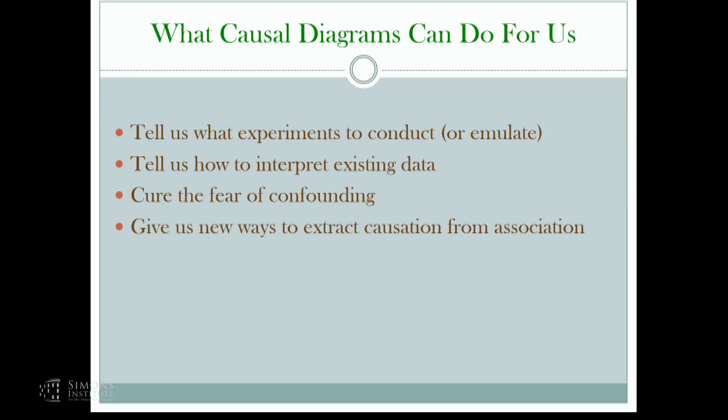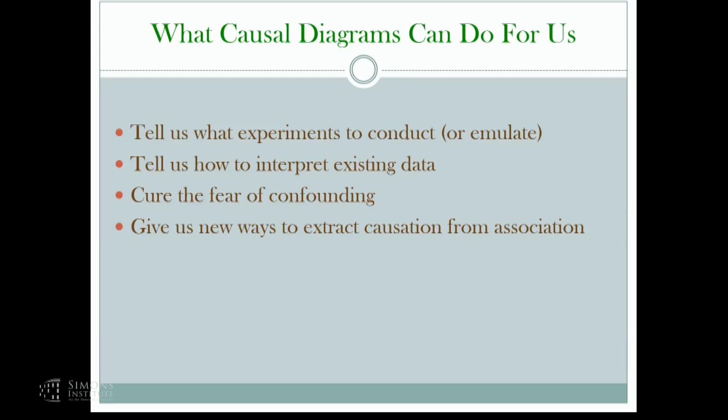they can tell us what experiments to conduct. That was the example with Daisy. And they tell us how to interpret our data. So in the walking example, they told us age was a confounder, so we needed to adjust for age.